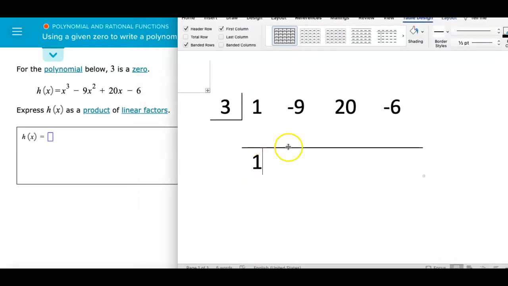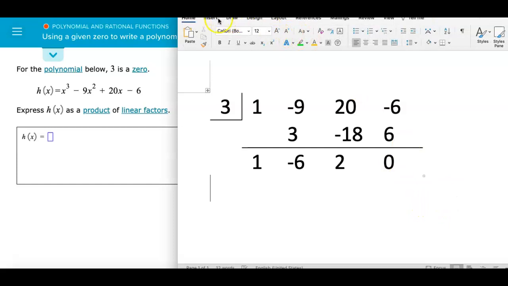I bring down the 1, multiply 3 times 1 and get 3. And I'm adding -9 plus 3. That will give me -6. Multiply 3 times -6, that is -18. If I add 3 plus -18, that is -15. If I do 3 times -15, that is -45. And guess what? The remainder is 0.